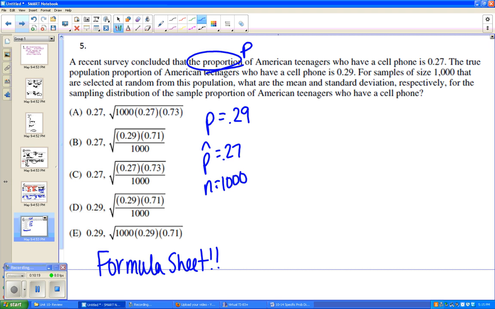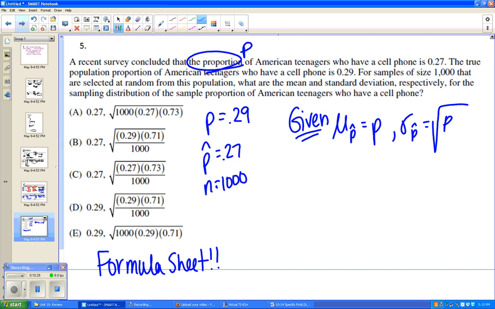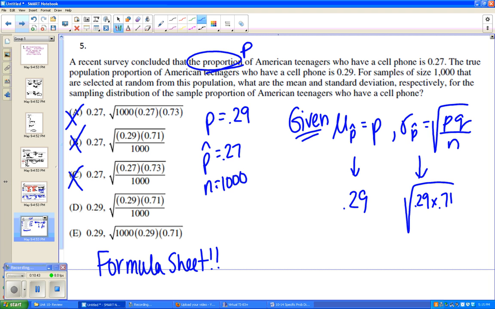You are given on your formula sheet these formulas. We just looked at them: the mean of p hat is p. Standard deviation of p hat equals the square root of p times q over n. So for us, this is going to now be 0.29. So automatically, A, B, C are out. For here, we're going to be saying the square root of 0.29 times 0.71 over, and our sample size is 1,000. So it's D, sampling distribution of the sample proportion. So they're talking about p hat.